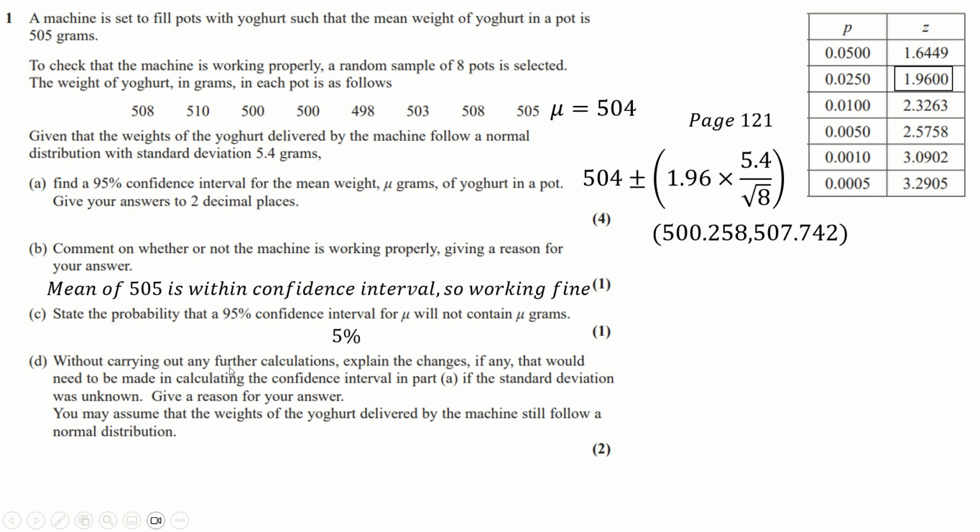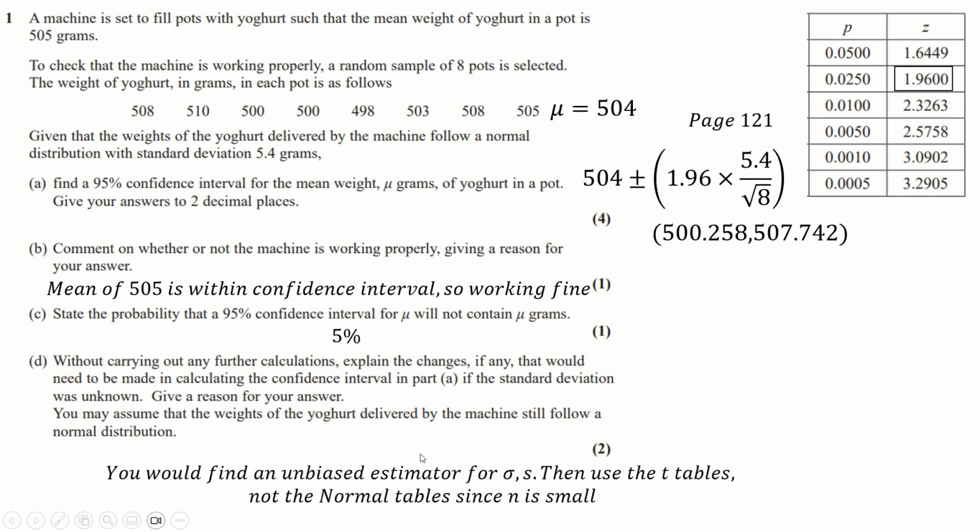Without carrying out any further calculations, what would we do if the standard deviation was unknown? We would have to come up with an unbiased estimator S for the standard deviation. And then we would use the t-tables rather than the normal distribution because n is quite small. And you just have to say that kind of thing in words.